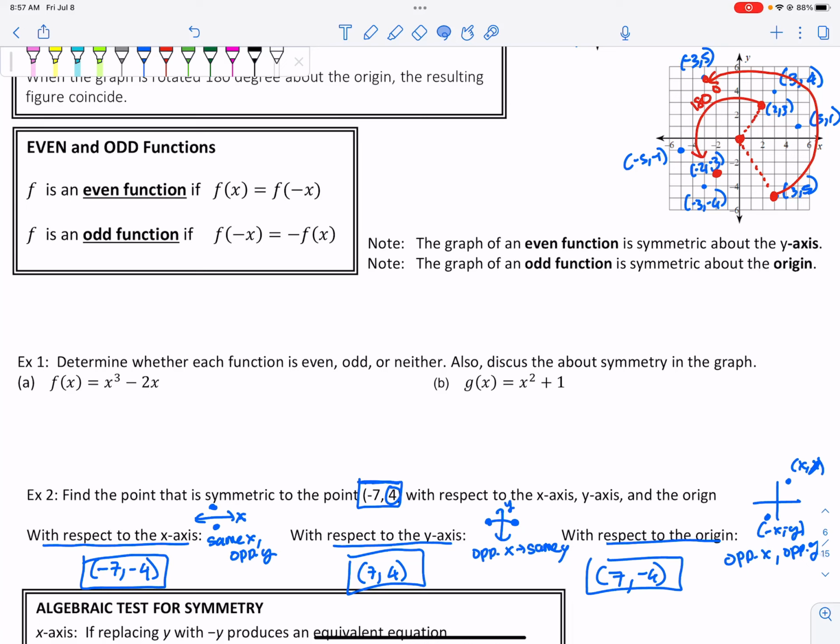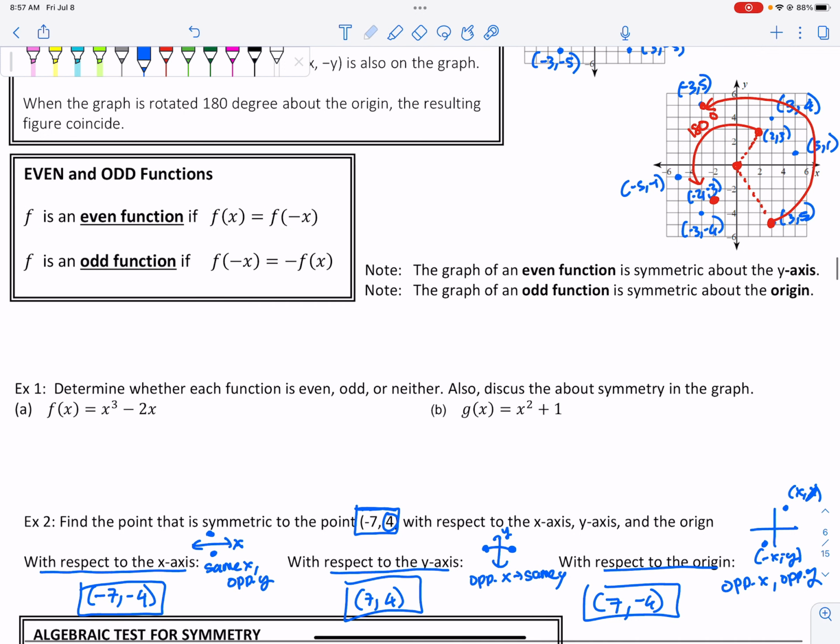Hello everyone, in this video I will go over how to determine whether a function is even or odd. F is an even function if f of x equals f of negative x. Now recall that f of x or f of negative x is going to be the y value when the input is x or negative x. So these are the y values.